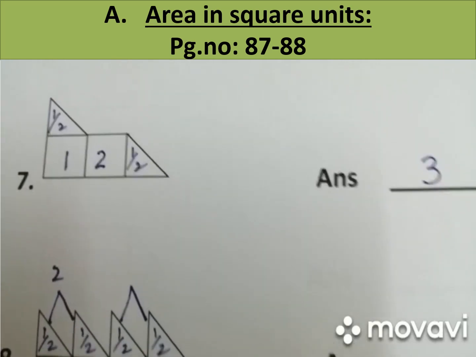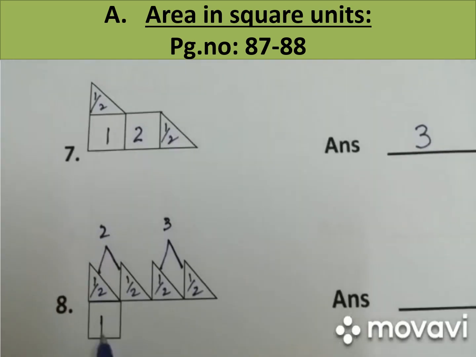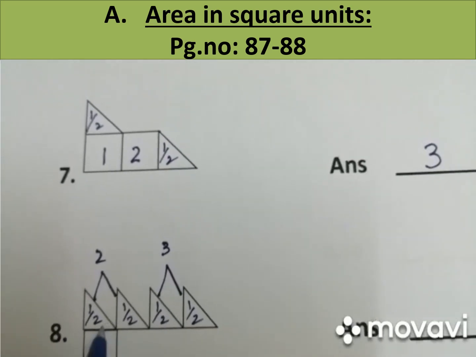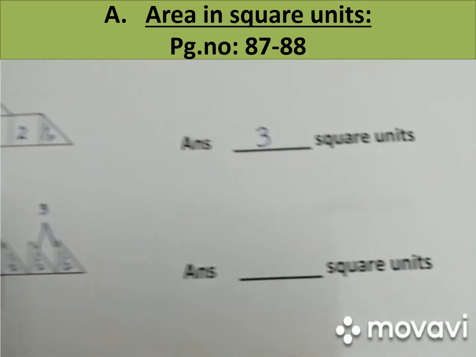For your clarification, I wrote here three. That means 1, 2, 3, because two triangles make up a one square. 1, 2, 3. So how many squares are here? 3 square units.